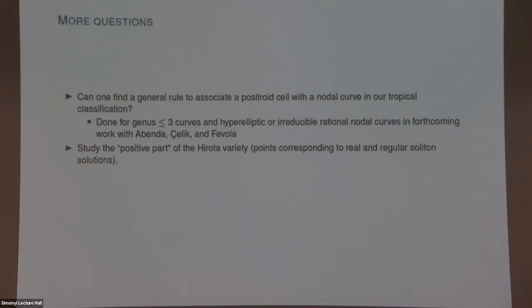And so in a forthcoming work, joint with Simonetta Abenda, Turku Zlimchuk, and Claudia Fevola, we do this for genus 2 and 3 curves and hyperelliptic curves, irreducible rational nodal curves. This will hopefully be out in the coming months. And there's a lot more interesting things to do here. In general, we want to find ways to bring all of the things that I talked about together: these M-curves, positive Grassmannian, and the various degenerations. There's a lot of links hiding there that we want to discover. That's all. Thank you.